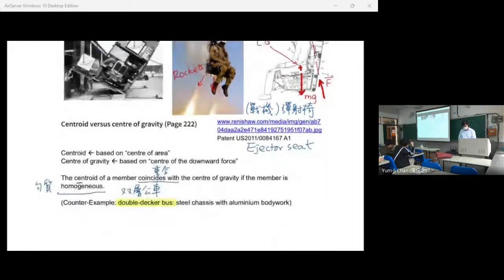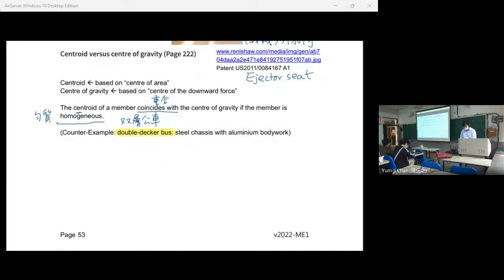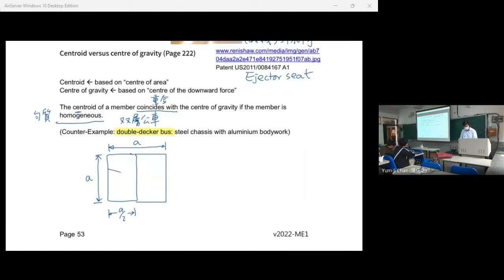So centroid is based on the center of area. And center of gravity is based on the center of the downward force. For example, let's say we have a piece of material. It looks like this. With half of it as steel and half of it as plastic.